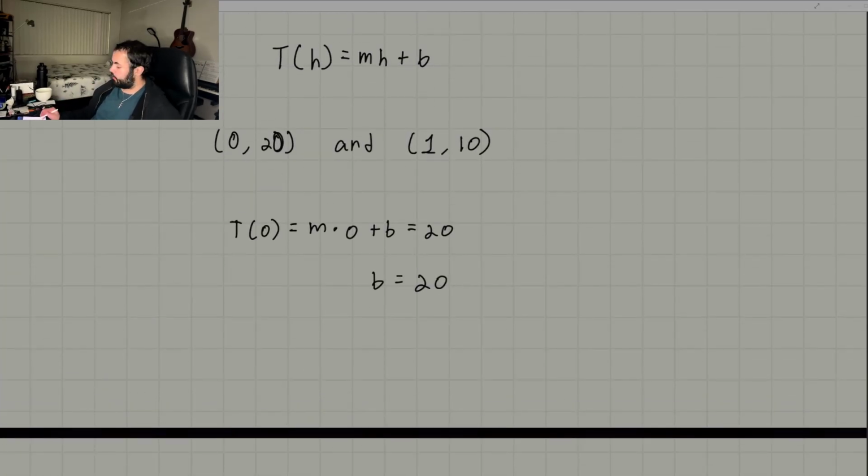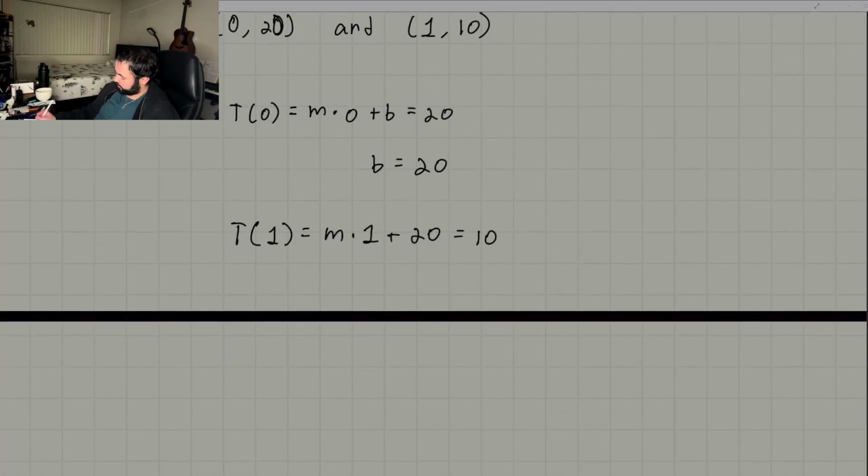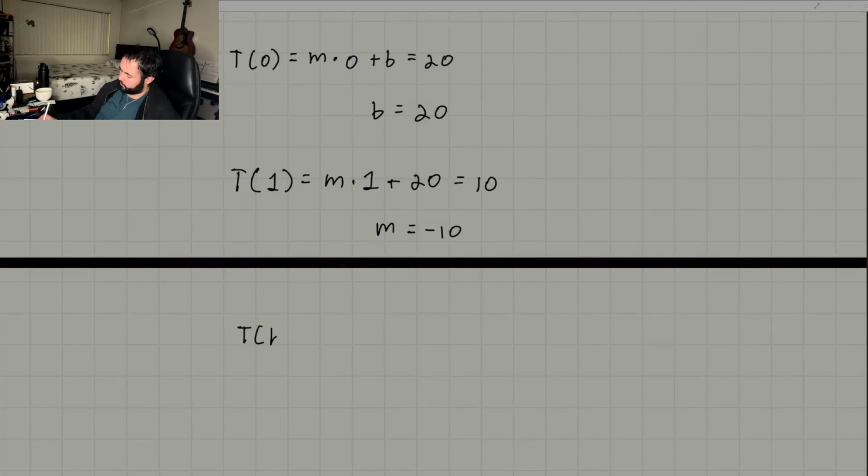We can use it along with the known data point that we were given initially to find what the slope is. T of 1 is equal to m times 1 plus b, which is 20, and that is going to be equal to 10. So then m is equal to negative 10, and we found our slope, right? Our final equation: T of h is equal to negative 10 times h plus 20.